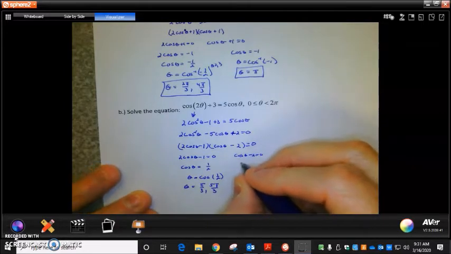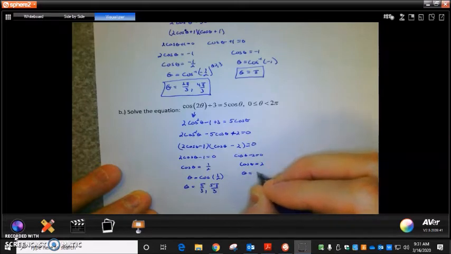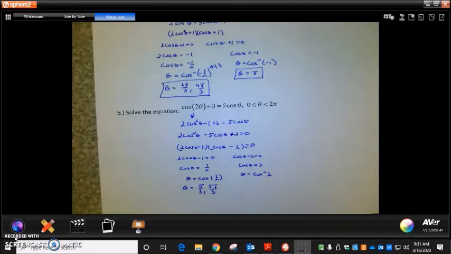Then I'm going to solve this one. So cosine theta equals 2. Theta equals the inverse cosine of 2, and I'm going to look at my chart, and I am not going to see a 2. Okay, why? Well, because there's no such thing. There is no angle that has a cosine value of 2. Cosine only goes from positive 1 to negative 1.